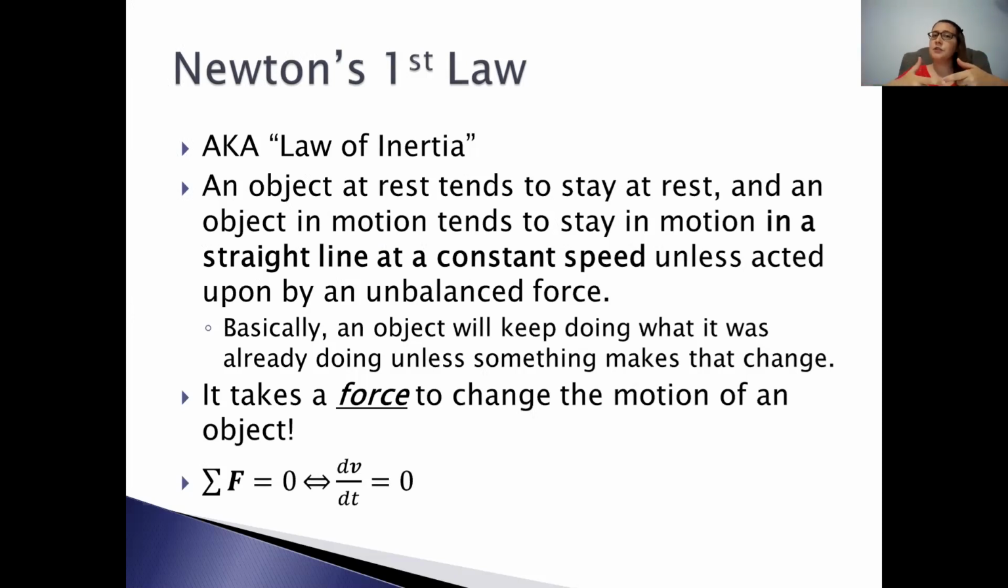But some versions of this law add in this little middle portion, which I have in bold. It's kind of tough to tell that it's in bold, but in a straight line at a constant speed. That's the kind of motion that it tends to stay in. Stays in motion in a straight line at a constant speed unless it's acted upon by an unbalanced or outside force. So basically, an object's going to keep doing what it's already doing unless something makes that change. And so it'll take a force to make the motion of an object change.